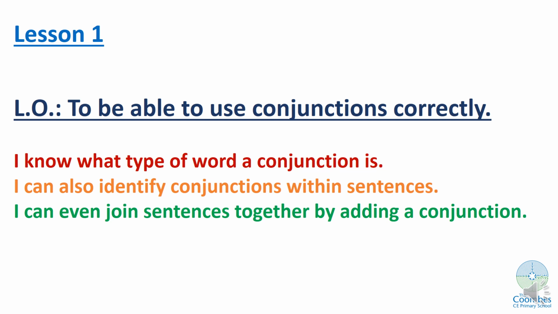In this lesson, our learning objective is to be able to use conjunctions correctly. So by the time you have completed the work, you will know what type of word a conjunction is. You will also be able to identify conjunctions within sentences, and you will even be able to join sentences together by adding conjunctions.